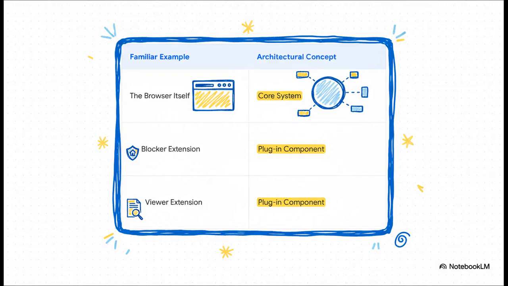And here's the thing. You already get this. You really do. Just think about your web browser again. The browser itself, that's the core system. It does the basic stuff, right? It handles tabs, connects to the internet, draws the pages. But that ad blocker you installed, that's a plugin component. And because that plugin's code is totally separate, it's not just easier to update, it's also way safer. If that extension has a bug, it probably won't crash your whole browser.